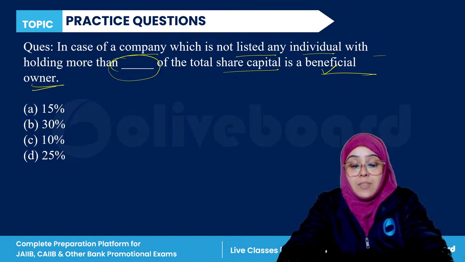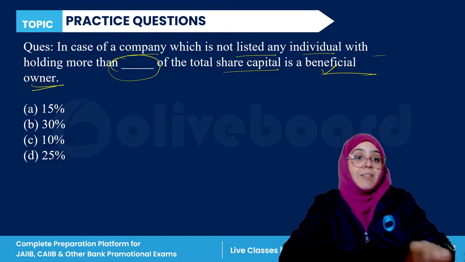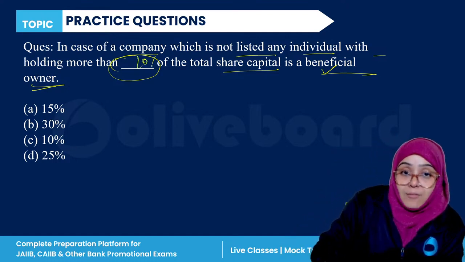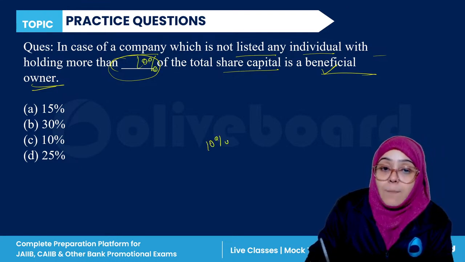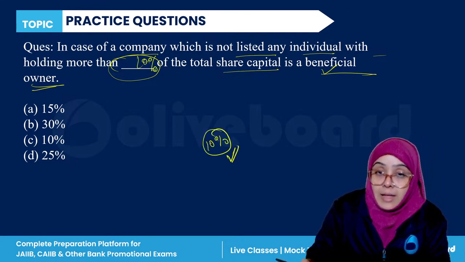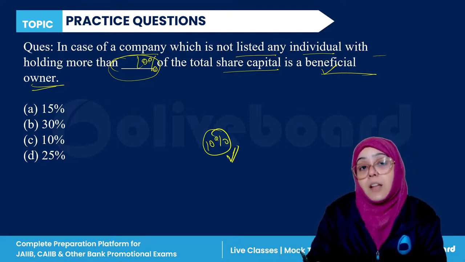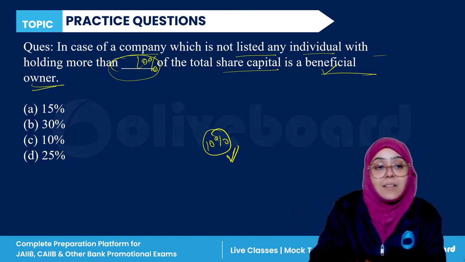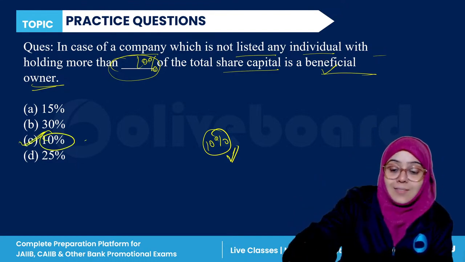So the correct answer is, that is a very important question for you all. Everyone, please answer this question. So it is 10%, everyone. So if any individual is holding more than 10% of the total share capital in the company, then that person is called a beneficial owner of that company. And in this case, the beneficial owner KYC is compulsory. So C here is the correct answer. You have to remember it. Okay, C is the correct answer.